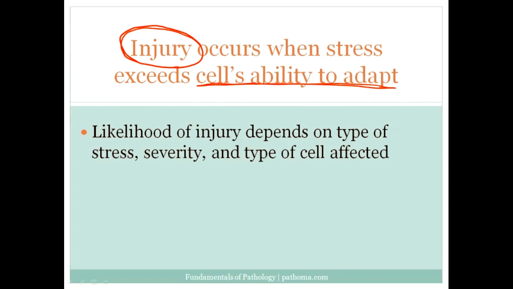Now, we could ask a simple question here. What determines whether the cells of an organ are going to adapt or they're going to become injured? Well, actually, there are three major factors. The first is the type of stress. So, for example, if an organ were to become inflamed, it's much more likely that the inflammation would result in a growth adaptation than perhaps injury. The severity of the stress is also important.